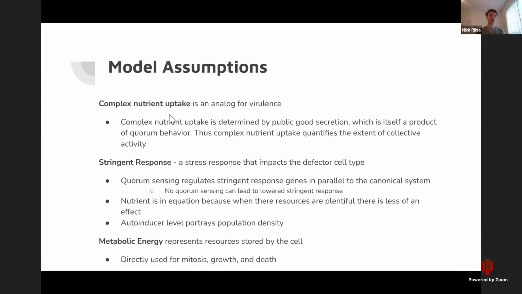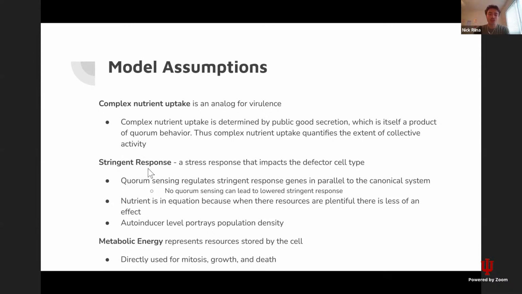So starting with our assumptions, we're going to talk about the complex nutrient as one of the chemical fields in our model, and the uptake of this complex nutrient can only be done when the cells are uptaking enough public good, which is in turn produced by quorum sensing active cells. So what we're going to see is our window that watches the complex nutrient uptake is our qualitative way of measuring the quorum sensing behavior that's actually occurring.